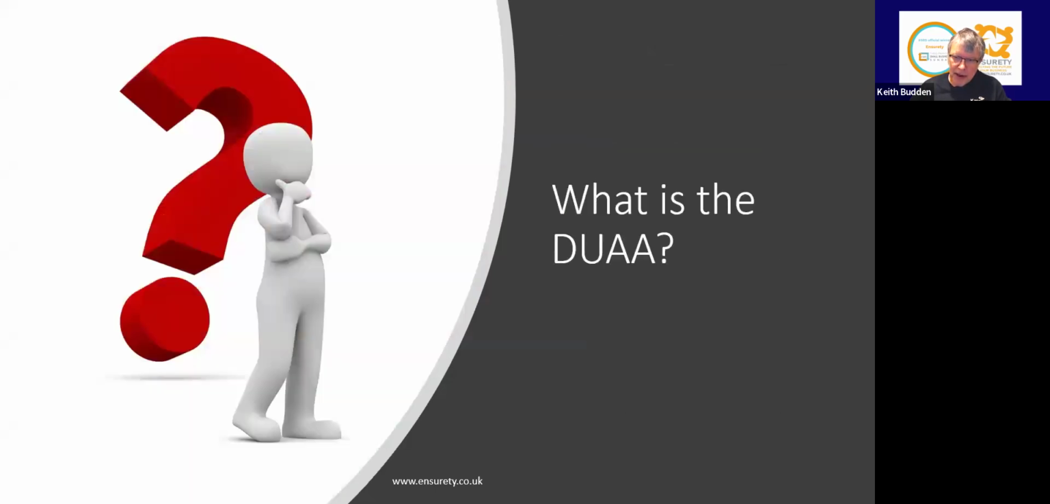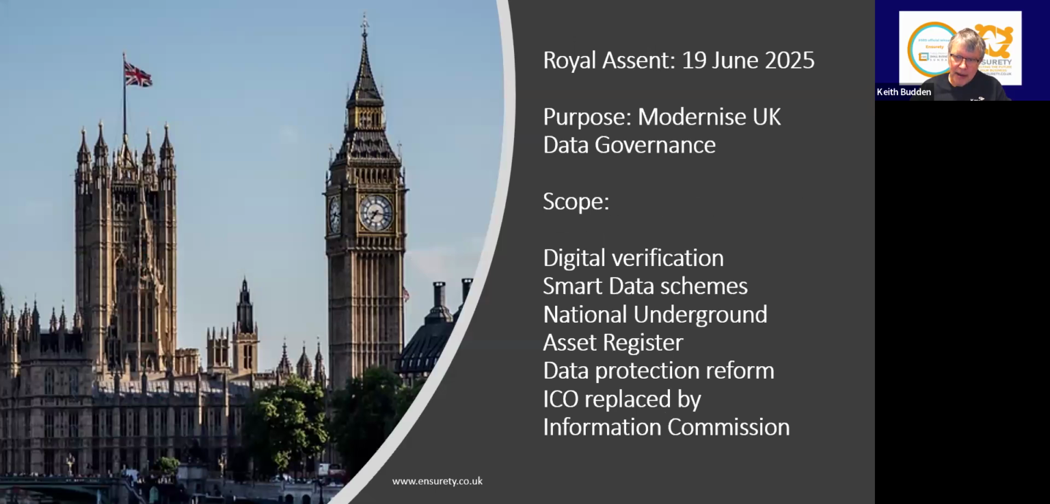So what is the DUAA? Well, it is a sweeping piece of legislation which became law on the 19th of June 2025 when it received royal assent. But it's not just about privacy, it's about enabling more efficient, secure data sharing while tightening governance. It also replaces the ICO with a new, more corporate-style regulator, which is going to be called the Information Commission. Somebody used a bit of imagination there. So you take the Information Commissioner's Office and replace it with the Information Commission.